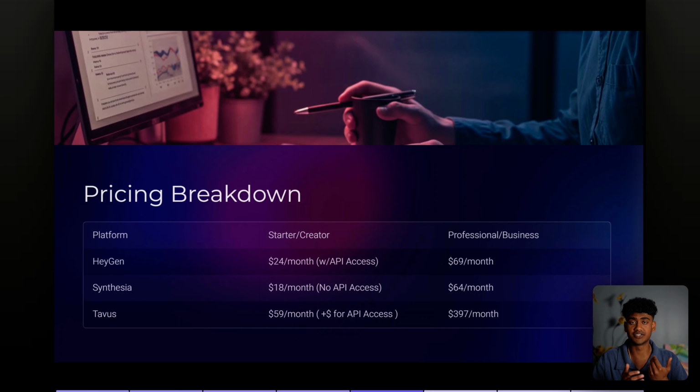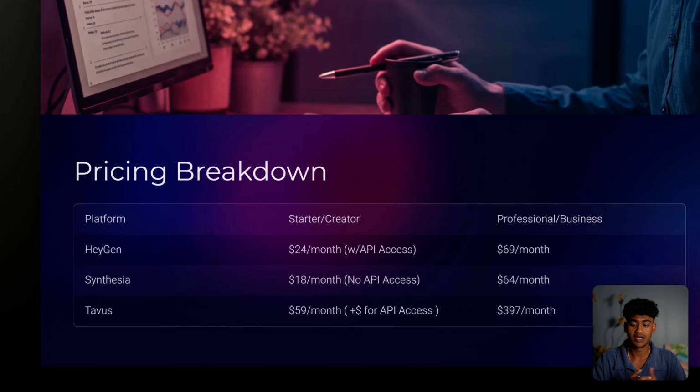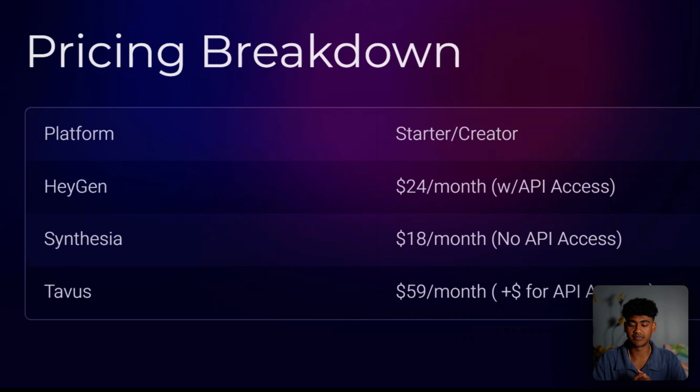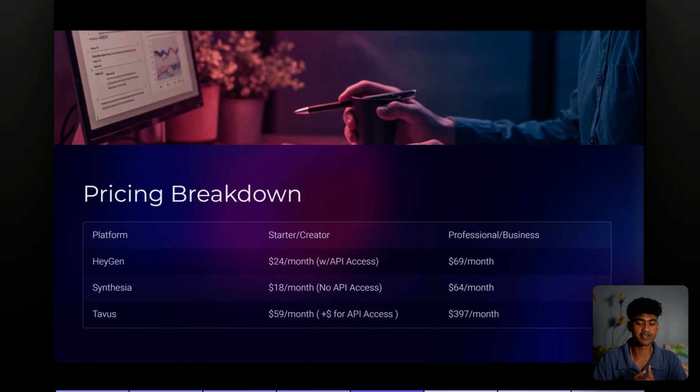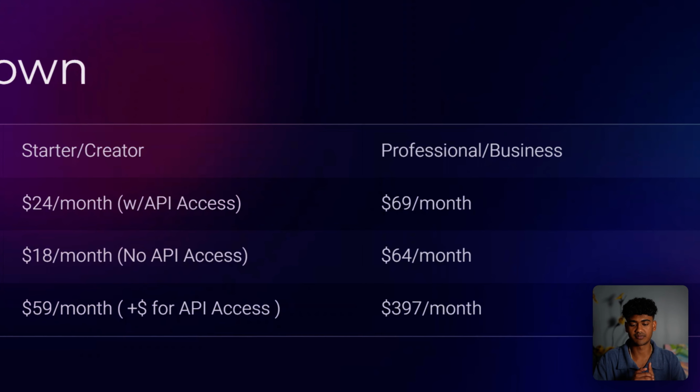Whereas if you're not really trying to do this at an agency level, or more so for a personal case, I would suggest doing the starter. And then if you're looking to scale, go into the professional. Now, Synthesia, $18 a month. There's not really any API access unless you're an enterprise. And for professional, it's at around $64 per month.